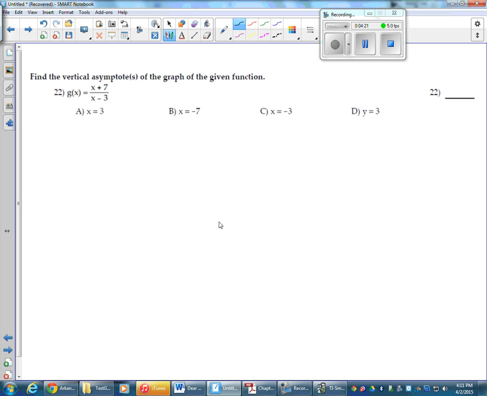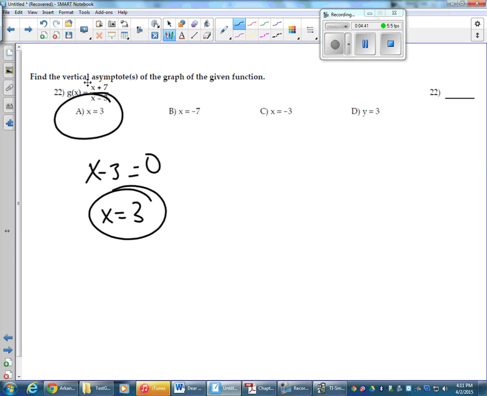Number 22, find the vertical asymptotes of the graph of the given function. A lot like your zeros. The only thing you want to do here is make sure there's not a common factor, and there's not. X plus 7 over x minus 3, no common factor. So set x minus 3 equal to 0 and solve it. X equals 3 is going to be a vertical asymptote. A.